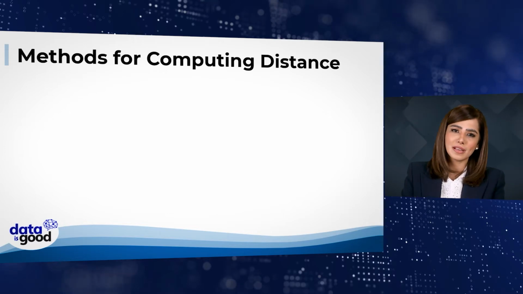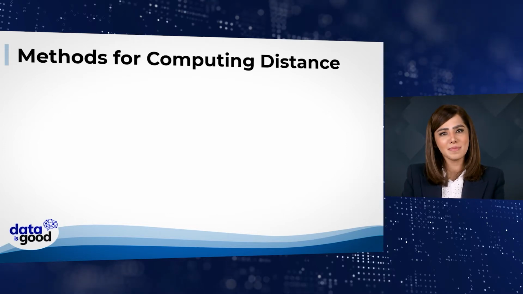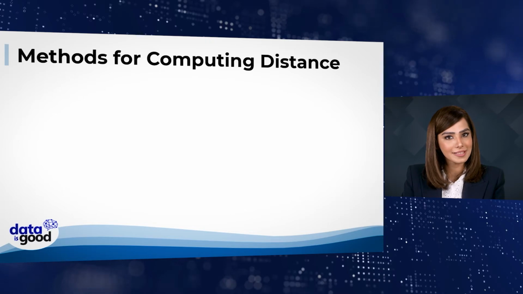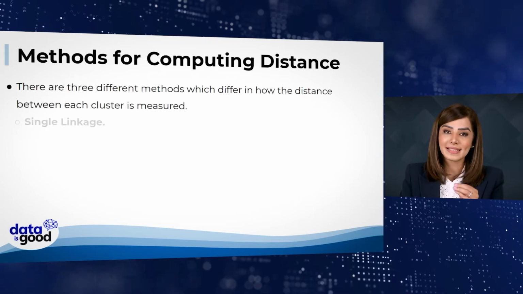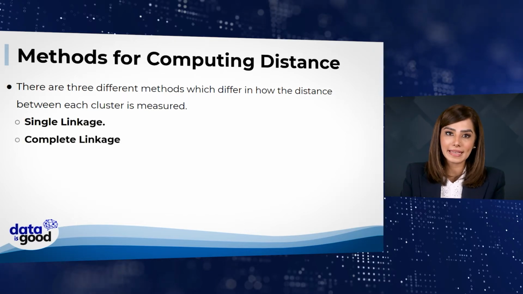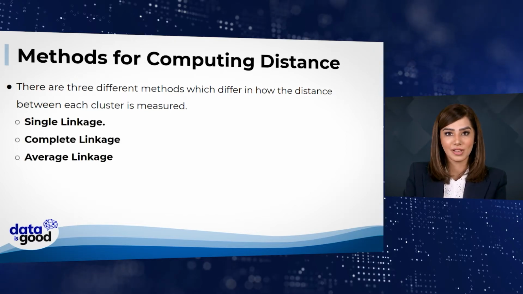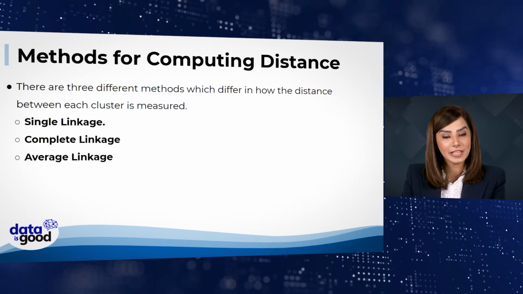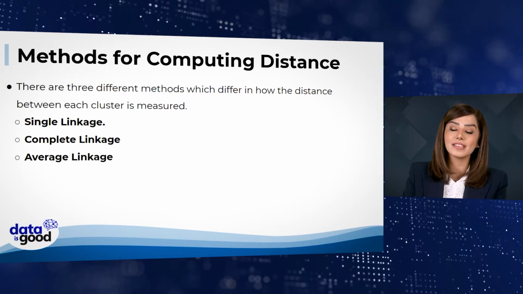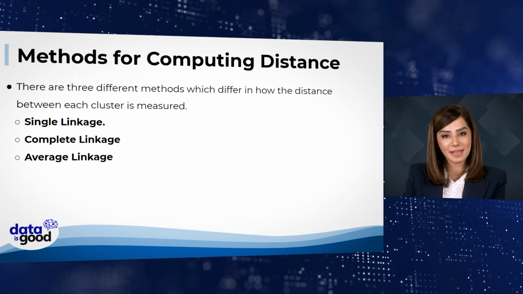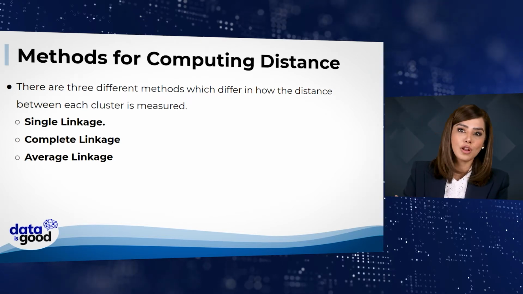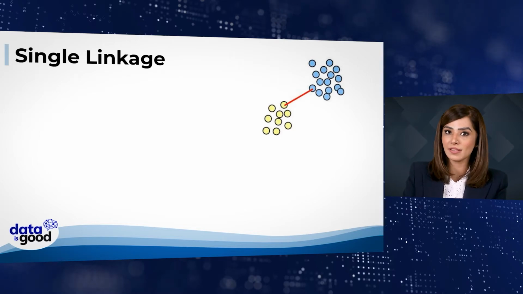Now you must be thinking, how is the distance being measured between these clusters? So let me tell you, there are 3 different methods: single linkage, complete linkage, and average linkage, which are used for calculating the distance between the clusters in hierarchical clustering. Now let's try to understand these methods one by one. First of all, we have the single linkage hierarchical clustering.